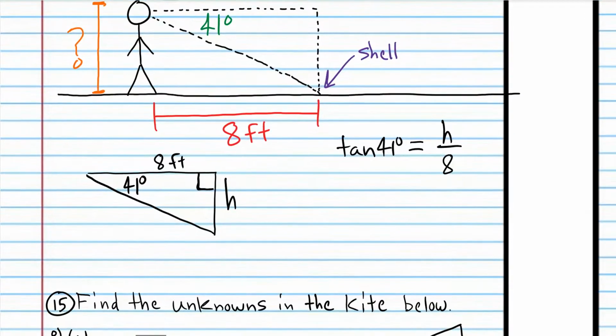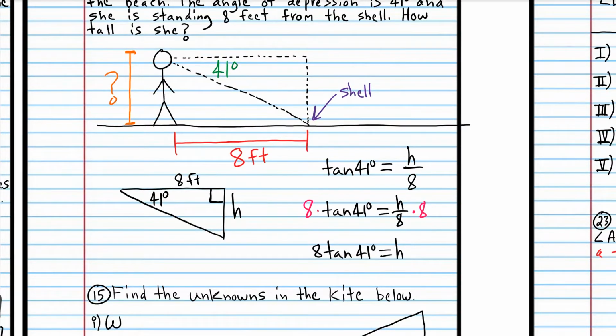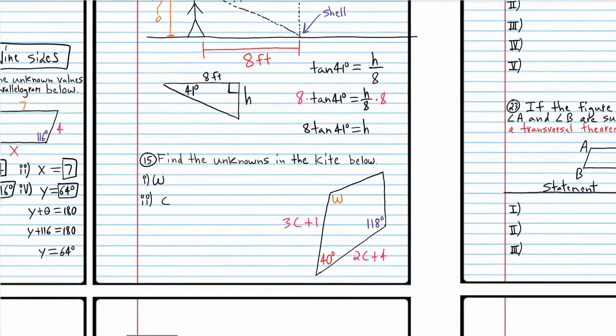So now we just have to solve that, and we're trying to isolate h, get it by itself. It's not by itself because the 8 is next to it. So we have to multiply both sides by 8. So times 8 on both sides. And then we end up with 8 times tangent 41 degrees is equal to h. And that's going to be our answer. We just have to do a little bit of calculation.